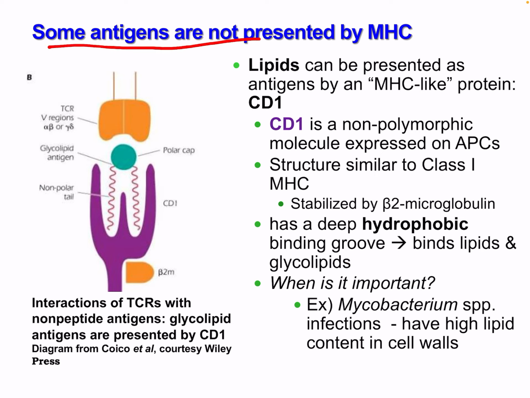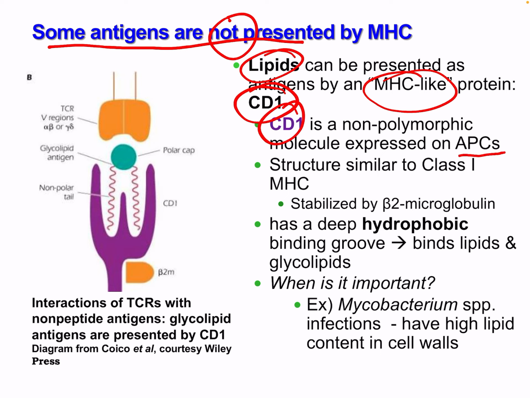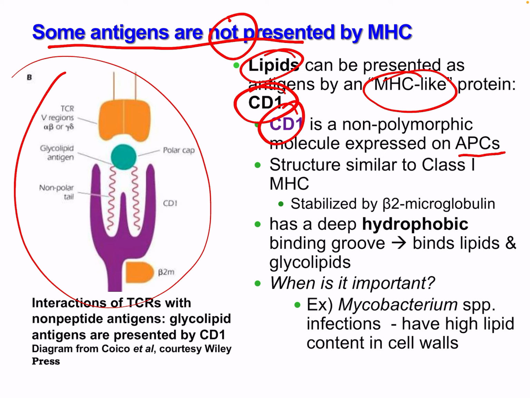Interestingly, some antigens are not presented by MHCs. This includes lipids. Lipids can be presented to T cells by MHC-like proteins. This includes CD1. CD1 is a non-polymorphic molecule expressed on antigen-presenting cells. The structure is very close to MHC class 1, as you can see here. It still has that beta-2 microglobulin, but a slightly different structure here.